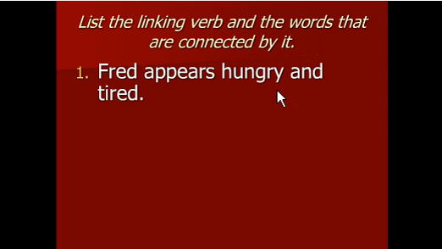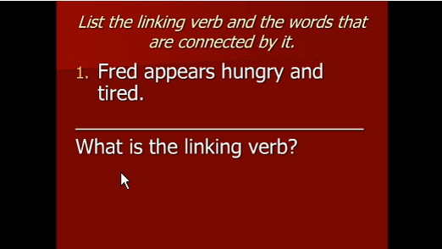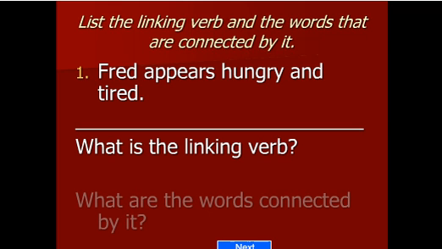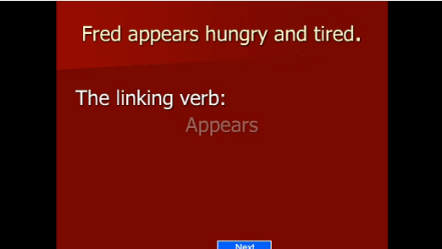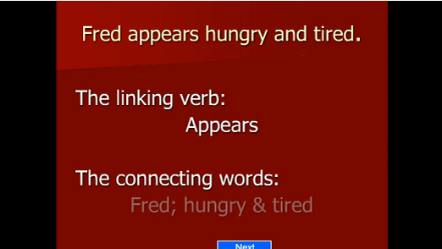So Fred appears hungry and tired. The linking verb, got it? The words that it connects. What's the linking verb? Appears. And what are the words connected by it? Appears, and the connecting words, hungry and tired. Fred appears hungry and tired. So appears is the link between the subject and the adjectives that describe it.